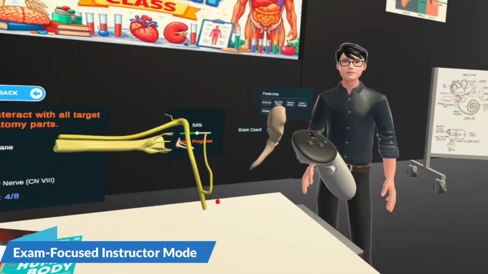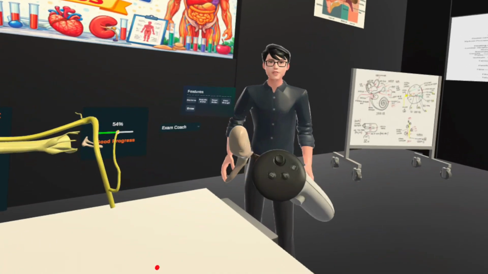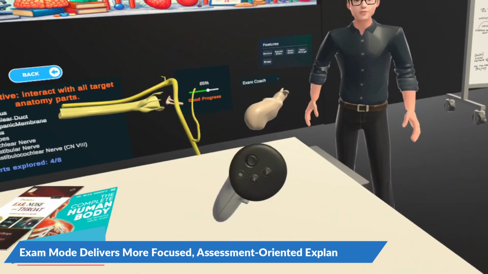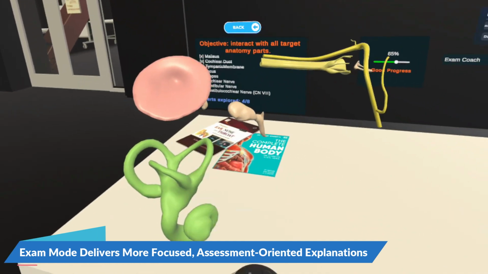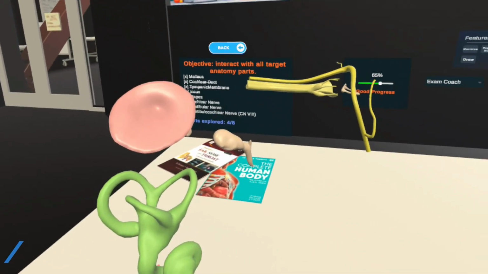Which bone is this, teacher? That's the malleus, also known as the hammer. It's the first of the three ossicles in the middle ear. The malleus receives vibrations from the tympanic membrane.